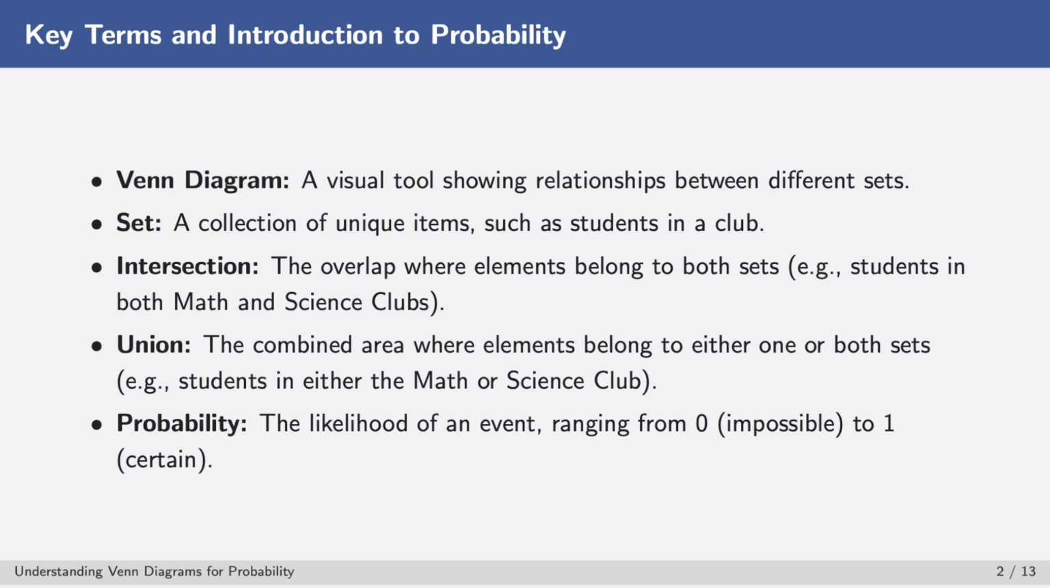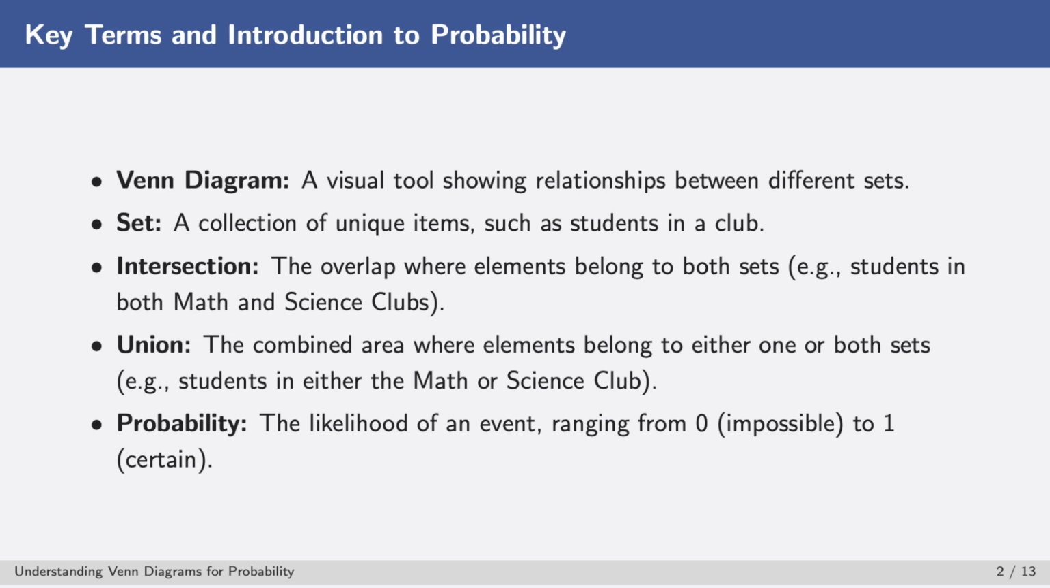Next, we have a set. A set is a collection of unique items, like a group of students. Here, each circle represents a set. The left circle is the math club and the right circle is the science club. Moving to point 3, we have intersection. This is where two sets overlap, representing students who belong to both clubs.